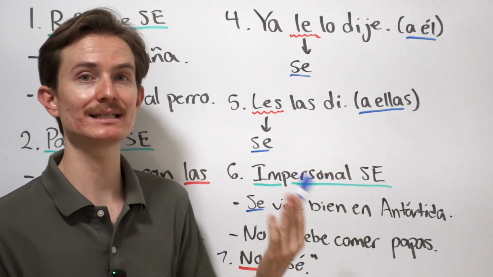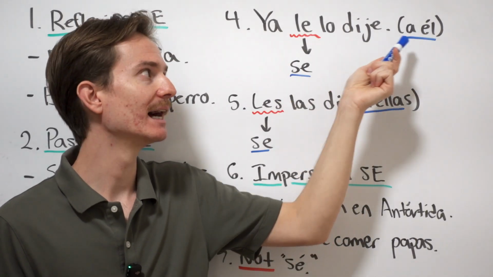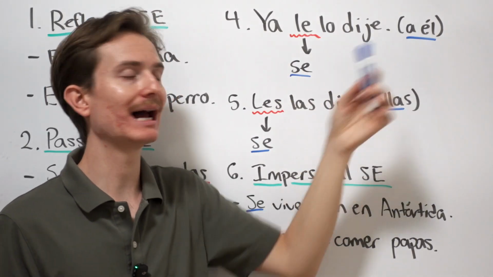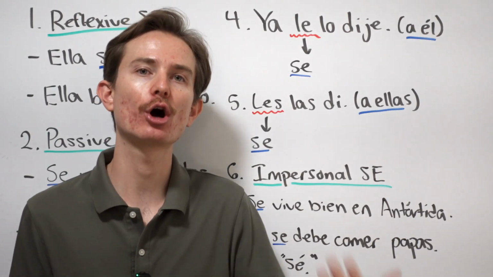So now the correct sentence would be, ya se lo dije a él. Okay? I don't need to put a él. The only reason I'm putting it there is because it provides extra context.